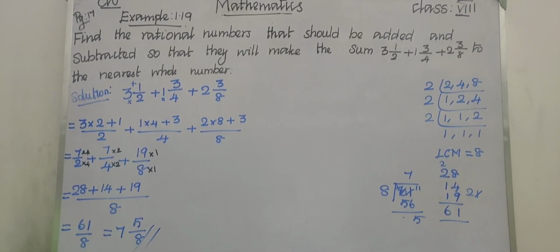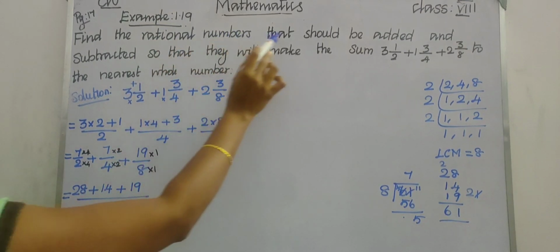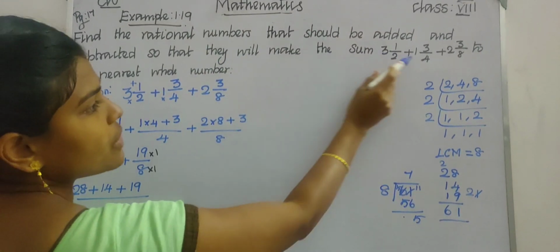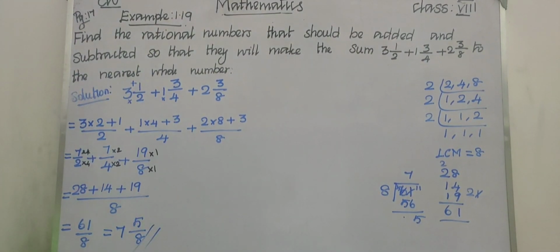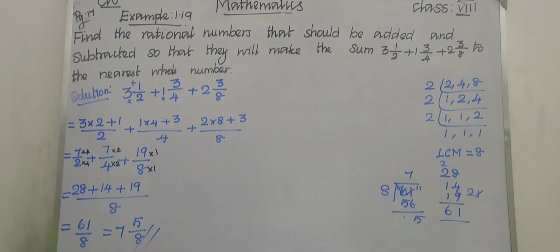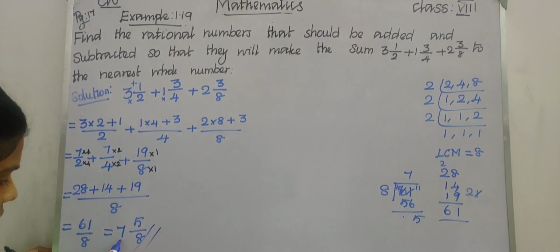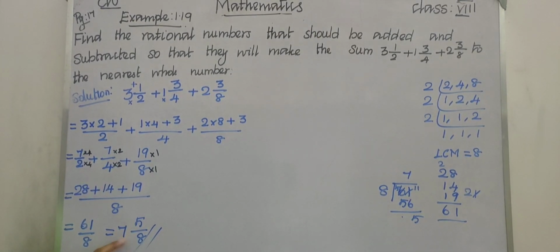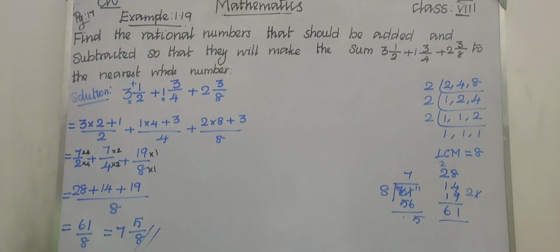Read the question again. Find the rational numbers that should be added and subtracted so that they will make the sum to the nearest whole number. Okay children, now we can add or we can subtract, but we need to bring it to the nearest whole number. Either we can make it as 7 or else we can make it as 8. Okay, it is in between 7 and 8, right? If we are drawing a number line, it is in between 7 and 8. So that we can round off to 7 or else we can round off to 8.